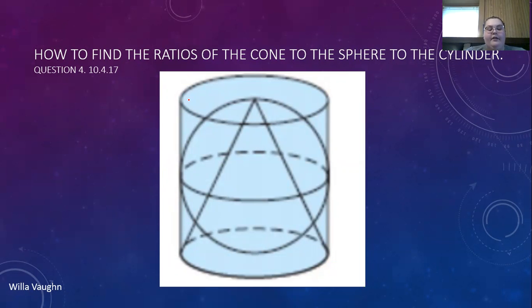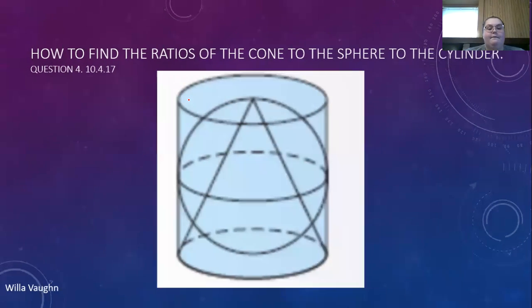Volume of the sphere divided by volume of the cone is going to equal ratio 2. And volume of the cylinder divided by volume of the cone is going to equal ratio 3. So 1, 2, 3 is going to be our ratios.